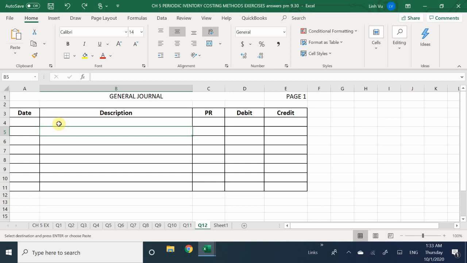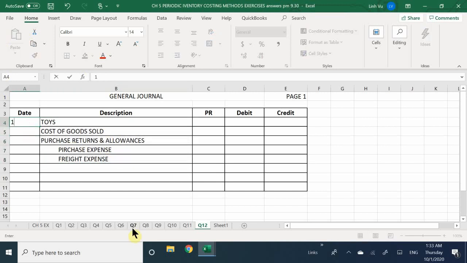We're going to recognize that there's ending inventory, or there's toys that we're transferring from our periodic purchases. We are also going to recognize that we sold some of those items along the way. We also have to recognize that we have some goods that we did return, some purchases that we returned, and we also have to recognize our purchase expense, freight expense. The last thing that we need to also recognize is going to be our beginning amount of inventory on hand.